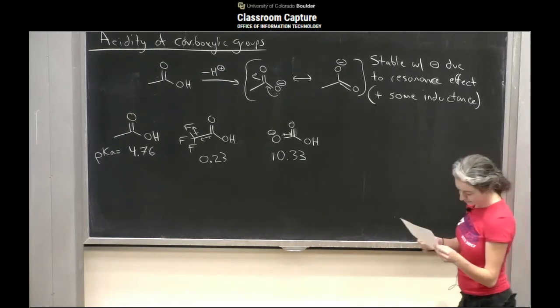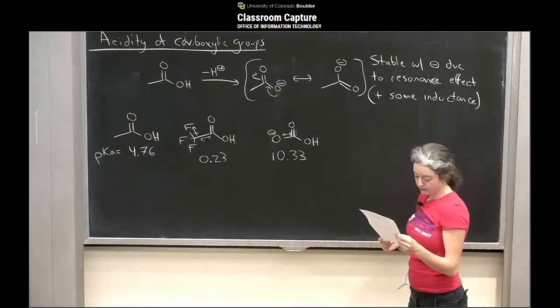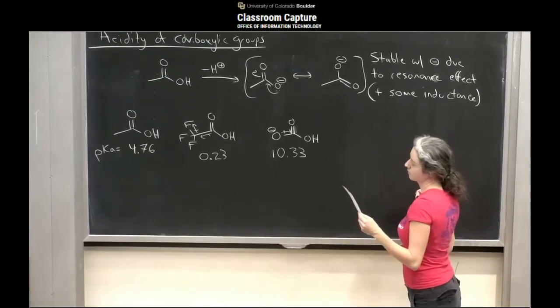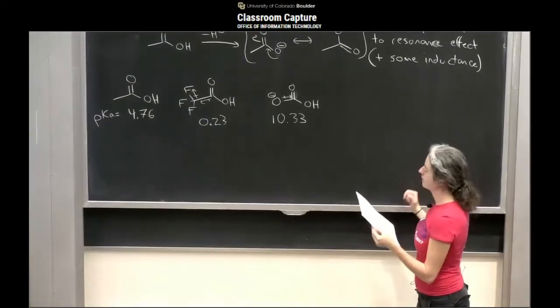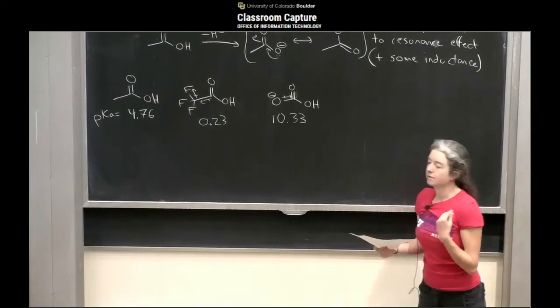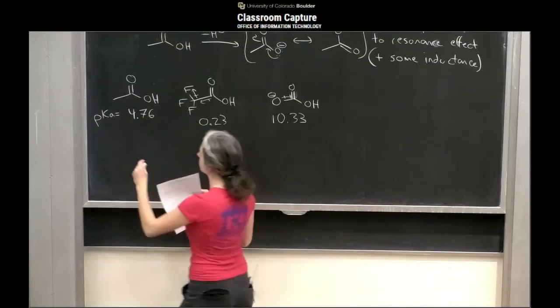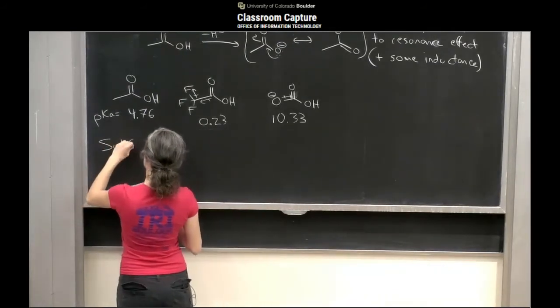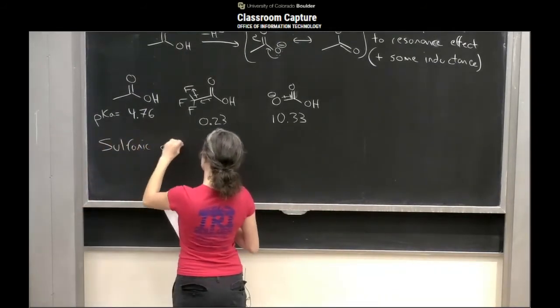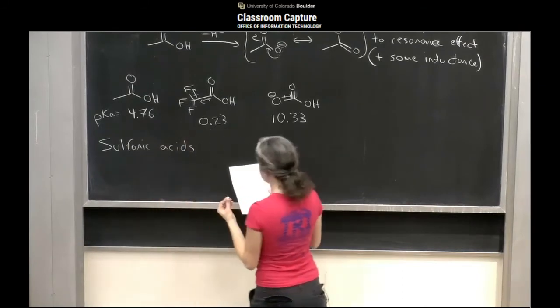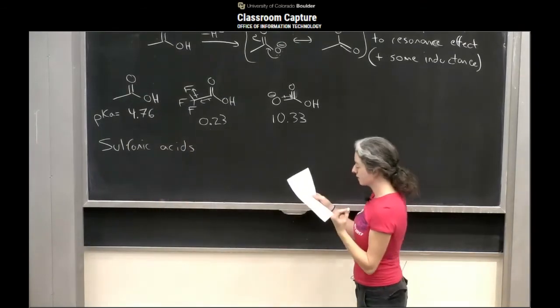Okay, cool. All right, so one other functional group we're going to look at a little bit here is something with similar factors affecting its stability, which is sulfonic acids. So we've seen some of these when we stuck them onto aromatic rings using EAS.